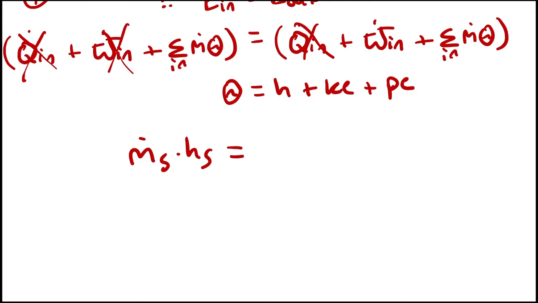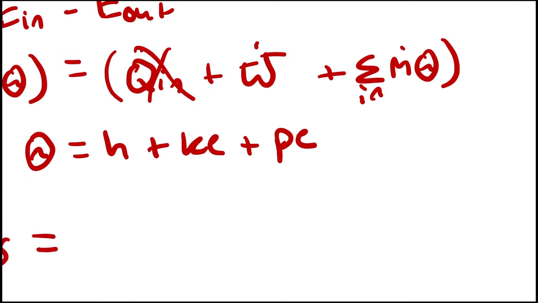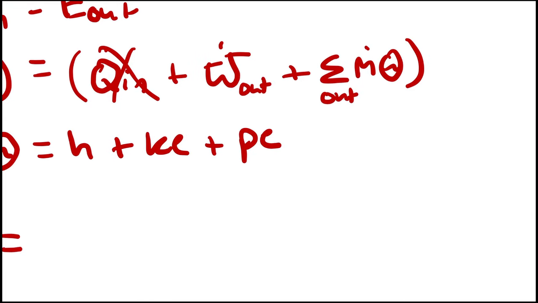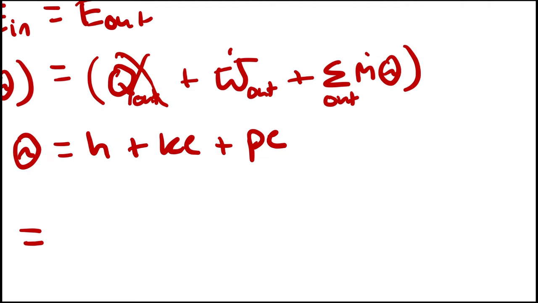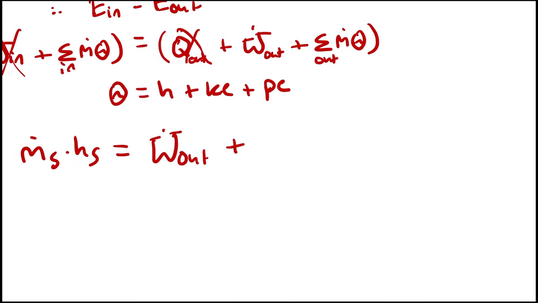m dot 5 h5 is equal to, what am I doing? This should be an outlet. Got all confident in my copy and paste. Excuse me. And that's equal to the power output on the right plus the sum of the two m dot h terms. So that would be m dot 6 h6 plus m dot 7 h7.